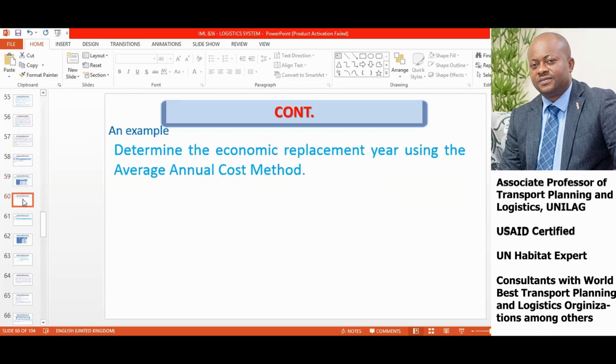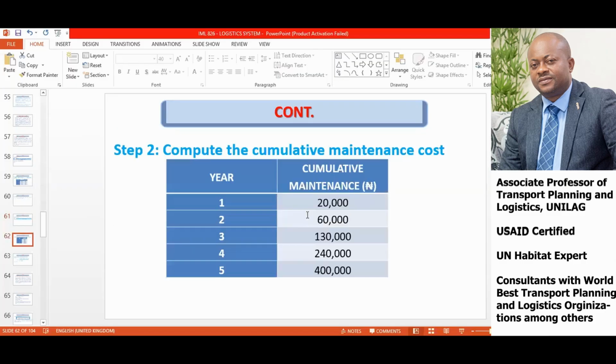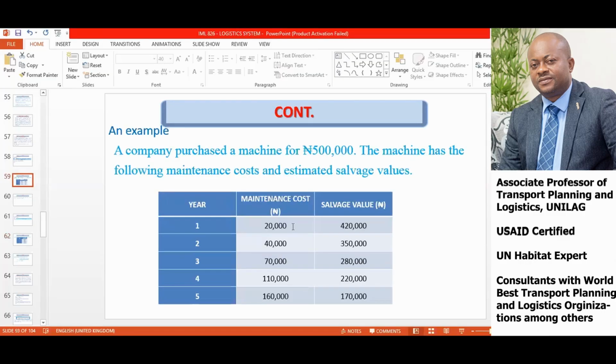So we want to use the average annual cost method. Do you have this formula with you? We are going to do this for every year. So if you look at your table, I've added 20 to the 40, to the 0 to get the first one, to get the first cumulative.